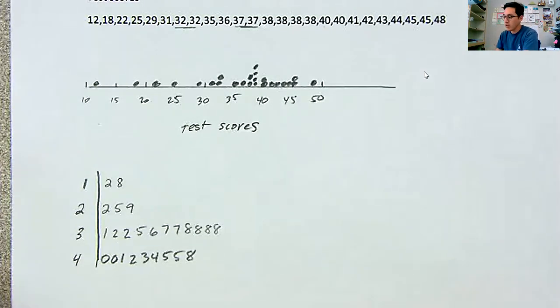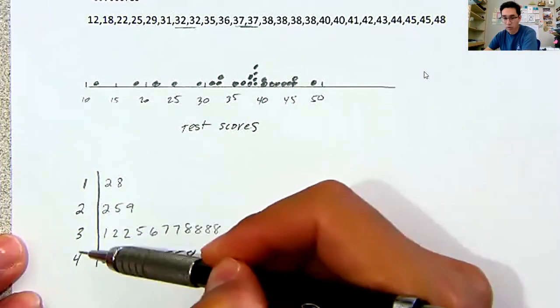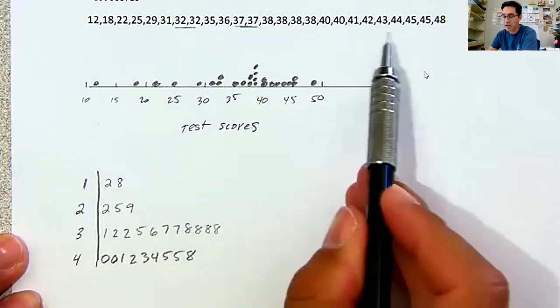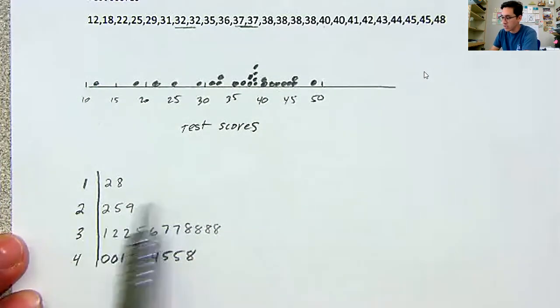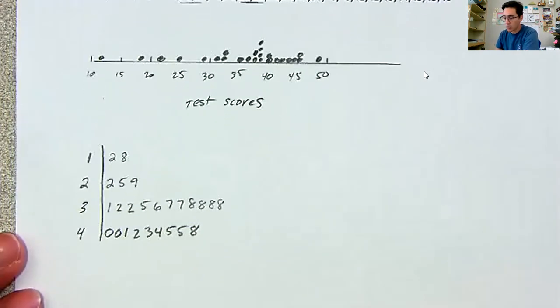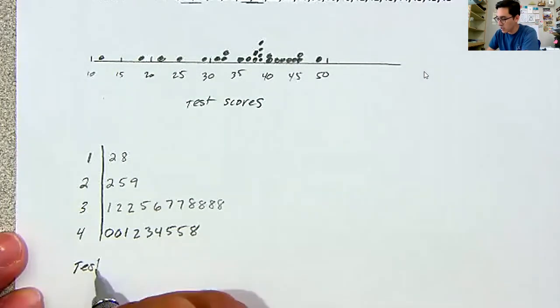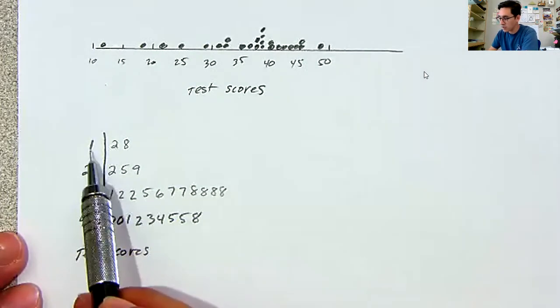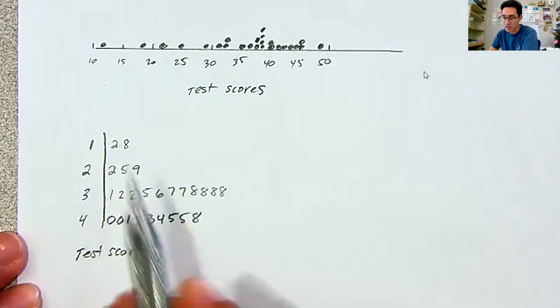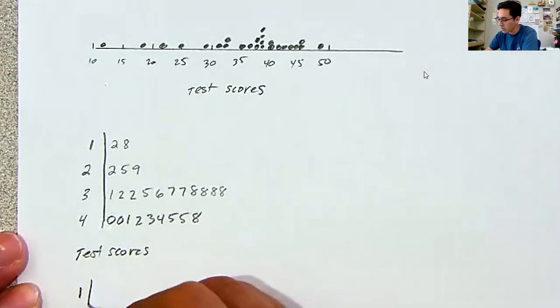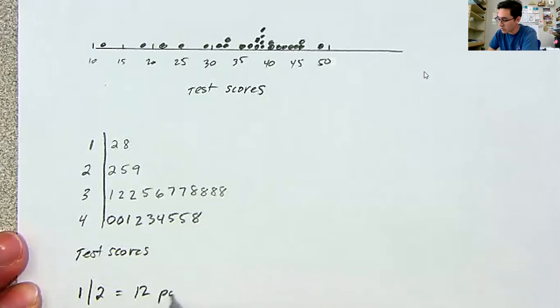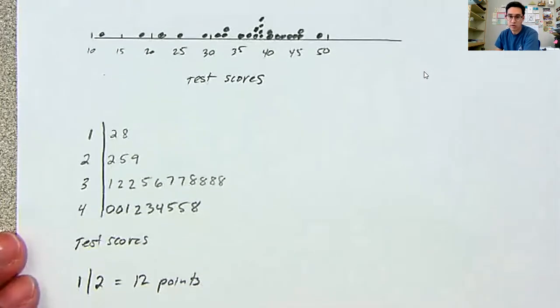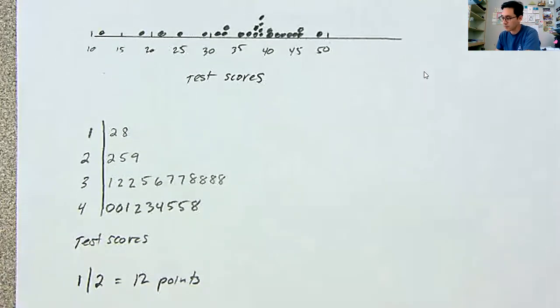All right, so the digit in the tens place gets recorded just once, and then all you need to do then is record the digit in the ones place in each row. All right, we need to put a label and also a key. So again, these are test scores. And then I'll just choose the first stem and the first leaf. So 1 next to a 2 equals 12 points. Remember, these are test scores, so we're going to assume the units are points.